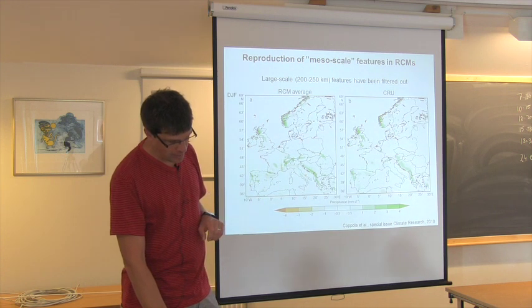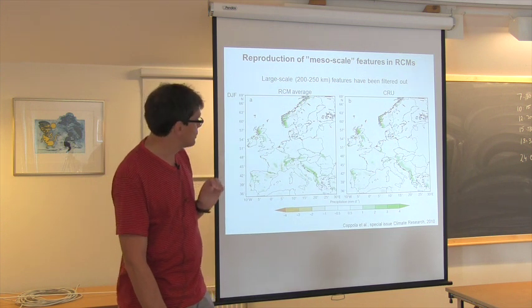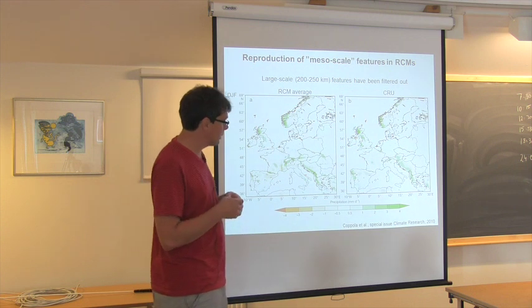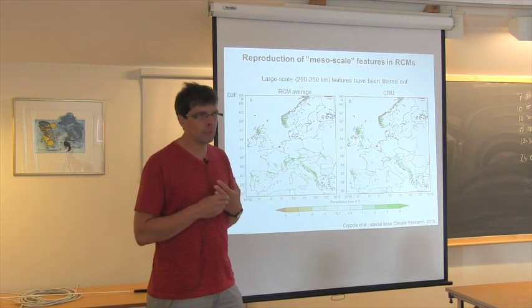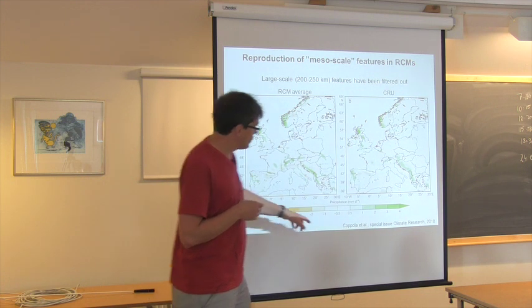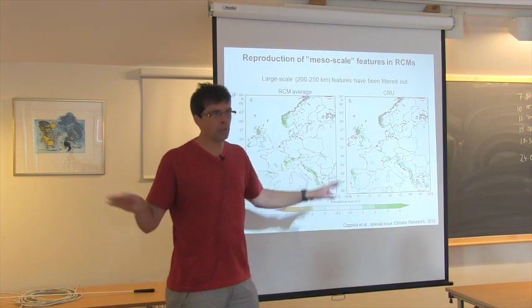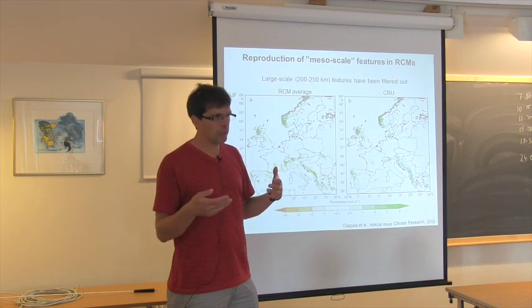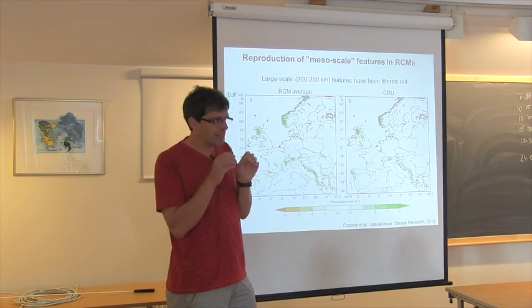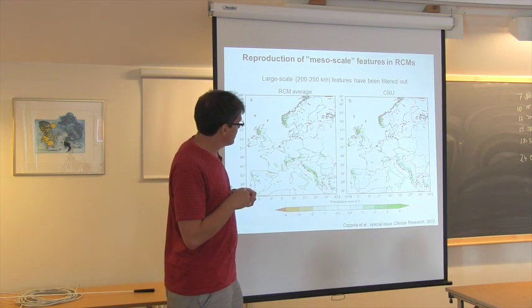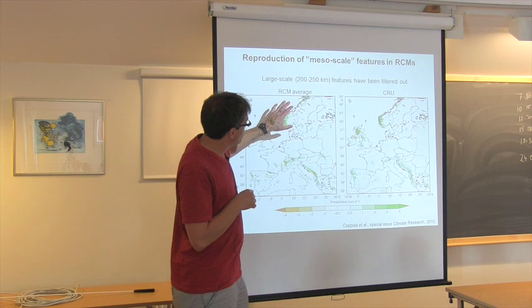What we like these regional climate models to do is to really improve regional features. This is one example where we had a big project where we ran 12 different regional climate models for Europe. The authors tried to filter out all the large scale information that is given by the global model, so they just looked at the small scale details. And this is again precipitation.